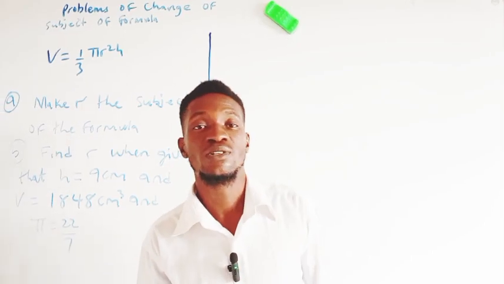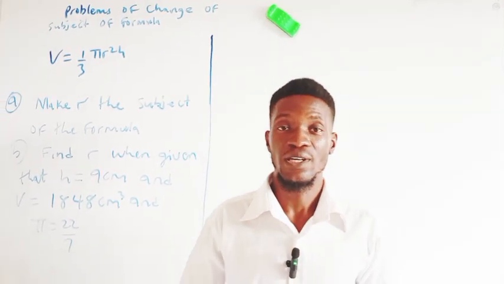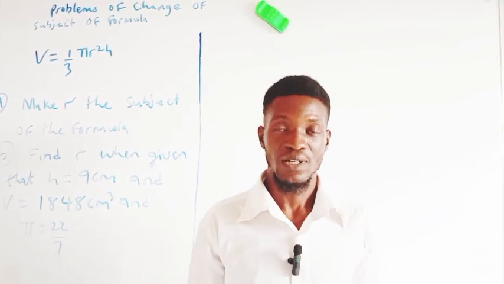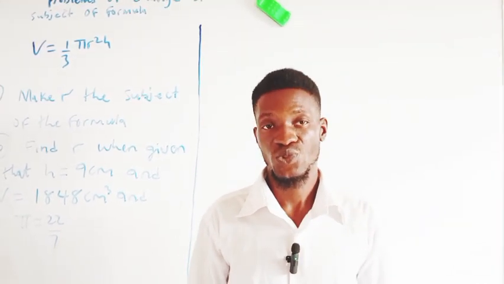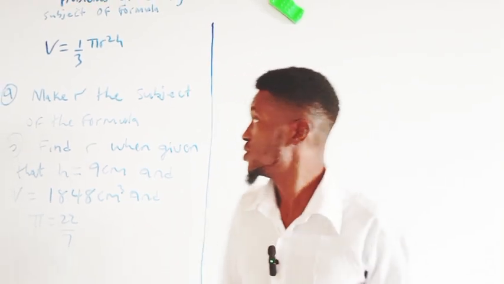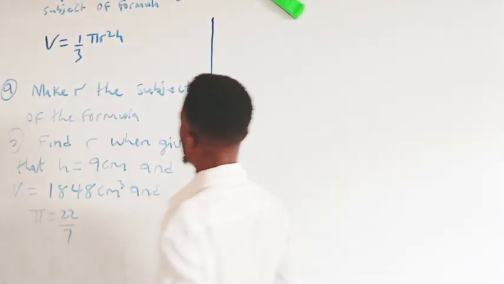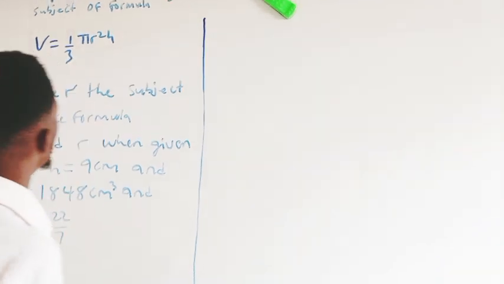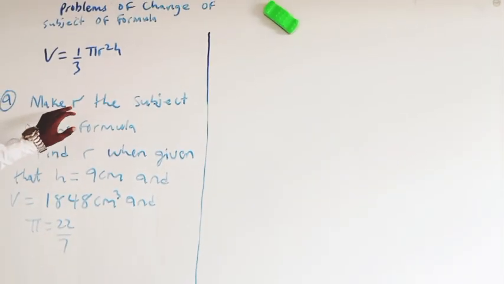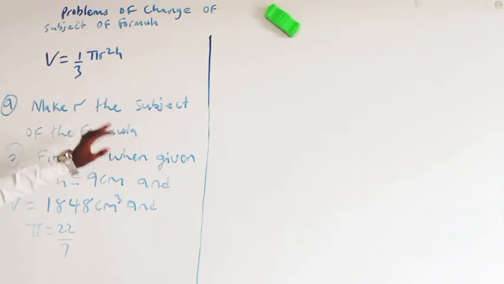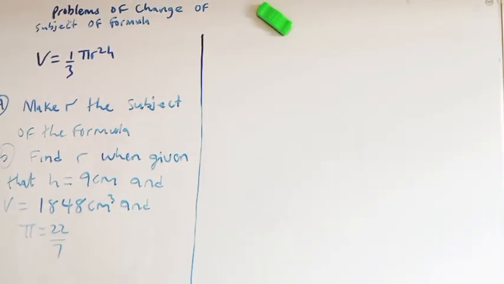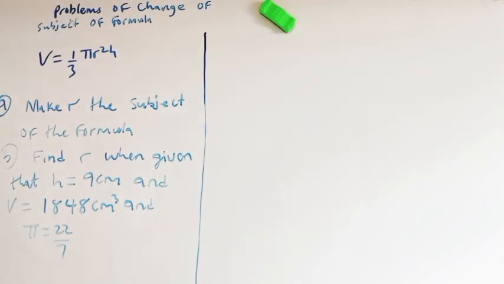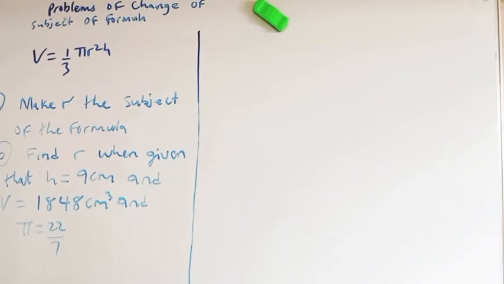This is the continuation of the word problems of change of subject of formula. We continued this series in our previous video, so this is the continuation. Today we were given the volume of a cone, and we are told to make r the subject of the formula. The volume of the cone is already expressed here, and r is required to be the subject of the formula.